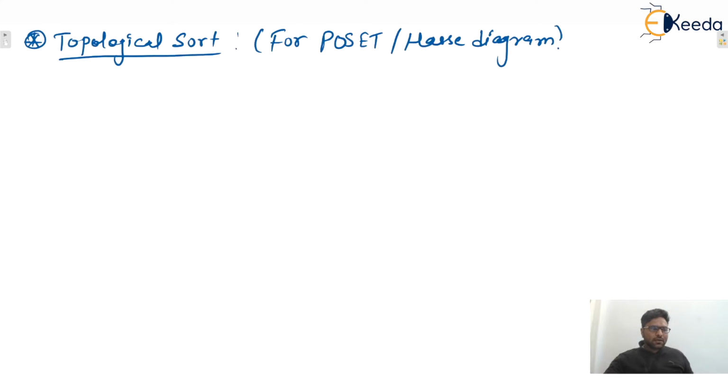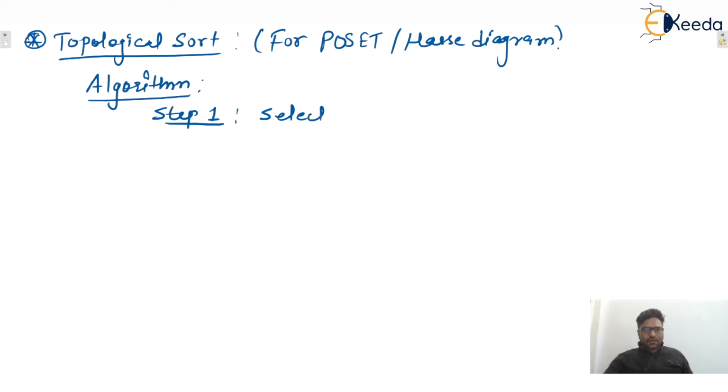So yes, what is the algorithm for finding the topological sort? Only a two-step algorithm is there, nothing else. First step is what? Select a minimal element. You know how to find minimal and maximal element for any Hasse diagram.